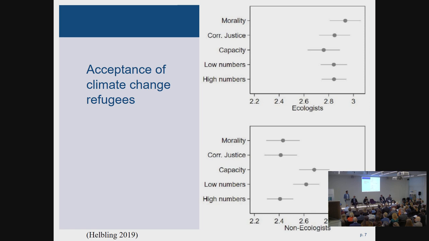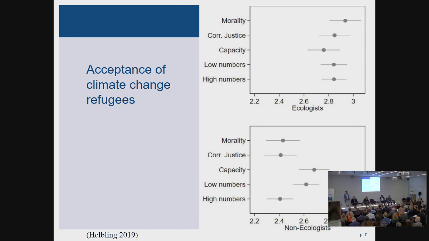So this is just another example of how general principles might actually have an impact on the willingness to accept certain policies or certain groups of immigrants. And I think this might also have important policy implications because it very much depends on how you frame policies, what arguments you use, why certain groups of immigrants should be accepted, what kind of rules should be adopted, that has actually an important impact on attitudes towards these policies.